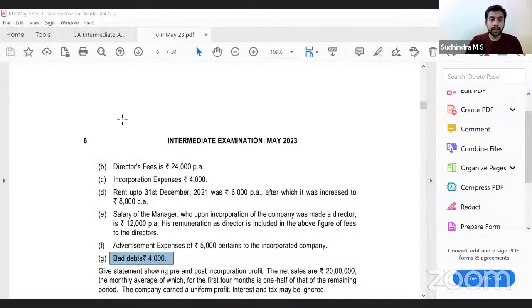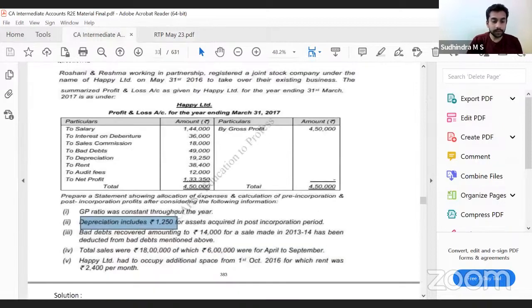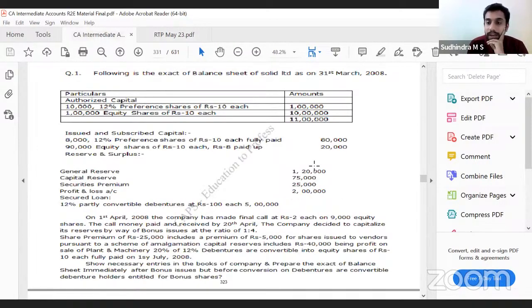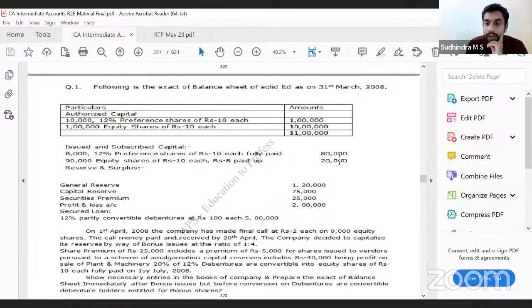Come to the material. We'll look into some of the questions here. In the material that was shared now, it would be page number 331. You will have question number 1. Following is the extract of balance sheet of Solid Limited as on 31st of March 2008. They have given particulars: authorized capital, preference shares and equity shares, issued and subscribed capital, preference shares and equity shares, reserves and surplus, general reserve, capital reserve, securities premium account, P&L account, secured loan, debentures. On 1st of April 2008, the company has made final call at ₹2 each on 9,000 equity shares.